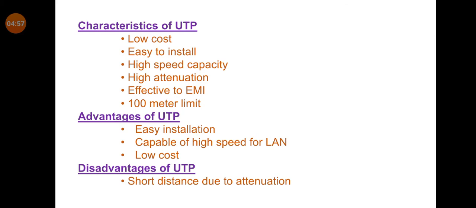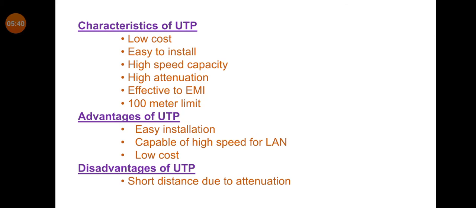Based on the characteristics we can divide them into advantages and disadvantages. You can guess them easily, right? The advantages of unshielded twisted pair are, first, it is easy to install, meaning installation is easy. Second, capable of high speed for LAN. As its capacity is high speed, we can use it for high speed LANs. Third advantage is its cost, that is low cost. Clear? Then the disadvantage of unshielded twisted pair is short distance.